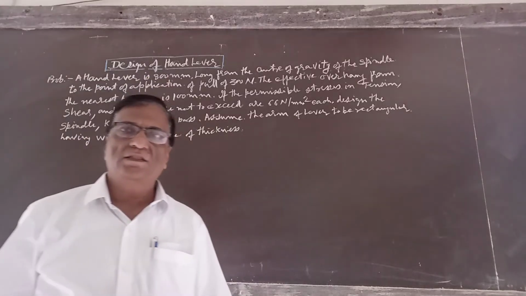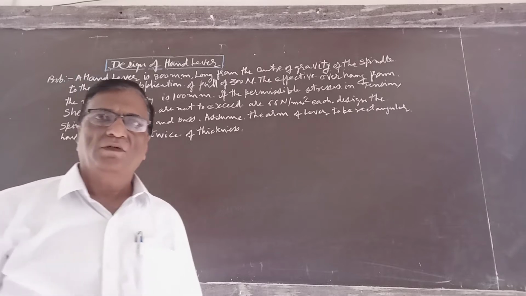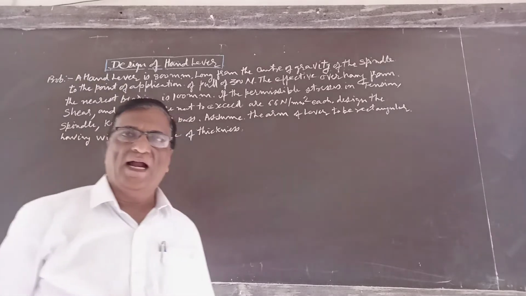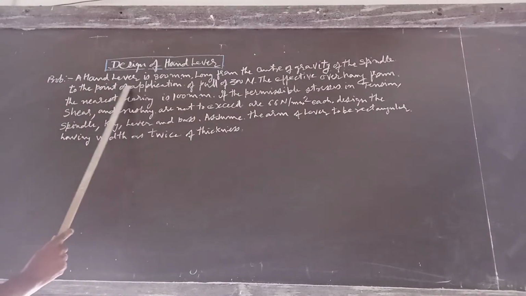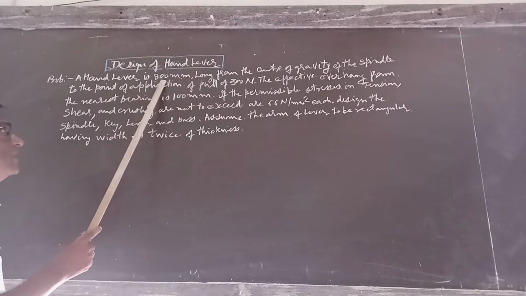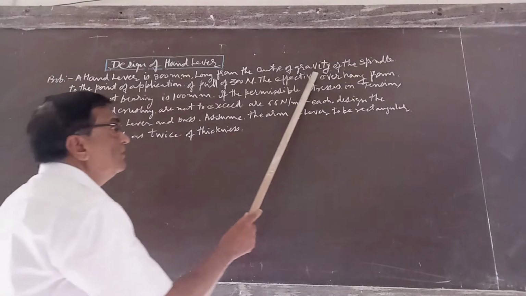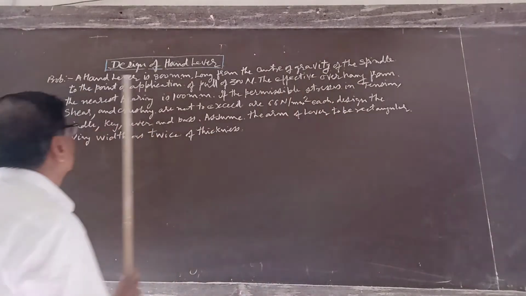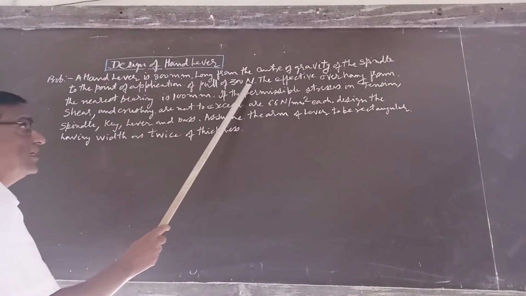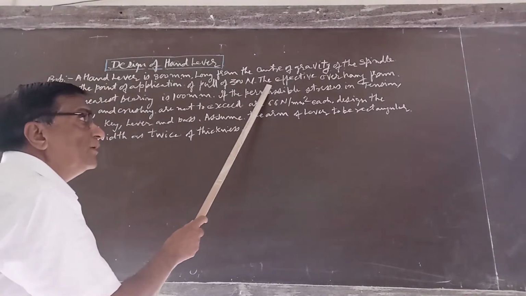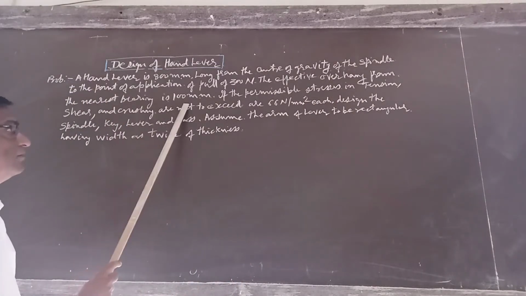Good morning, students. In this session, we have the numerical problem on design of hand lever. Problem: a hand lever is 800 millimeter long from the center of gravity of the spindle to the point of application of pull of 300 Newton. The effective overhang from the nearest bearing is 100 millimeter.